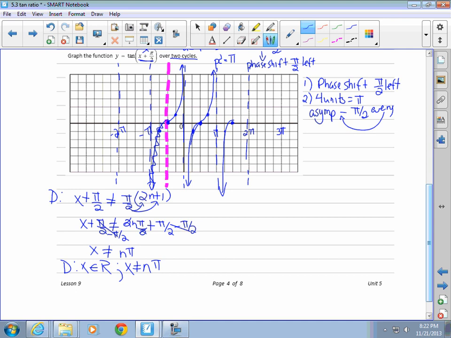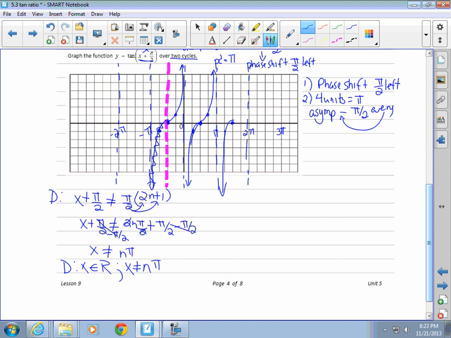My asymptotes are at pi, 2 pi, they'd be at 3 pi. Going this way, they'd be at negative pi, negative 2 pi, and so on. If you remember in your original, when there wasn't any phase shifts going on, they were at every odd pi over 2. So our asymptotes were at 90, 270, 450, and so on. Because of our phase shift, those asymptotes have moved. So that's what the phase shift did to our asymptotes.